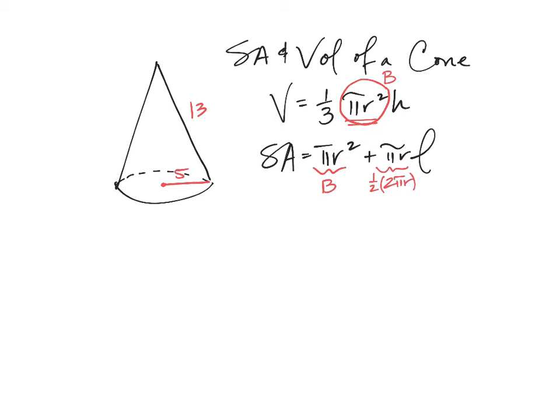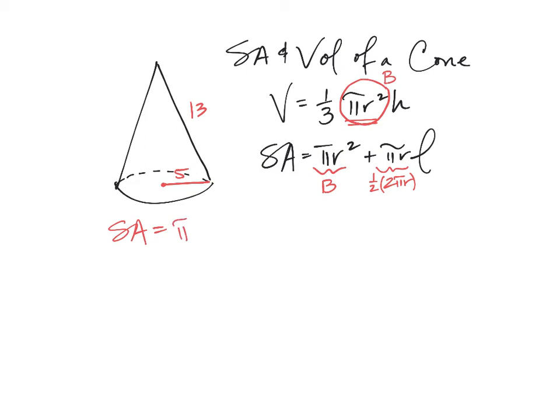Now, in order to make these calculations, we are going to need the radius, which we are given, the slant height, which we are given, and the perpendicular height, which we do not yet have. So I'll start this problem by calculating the surface area, since I have everything I need.